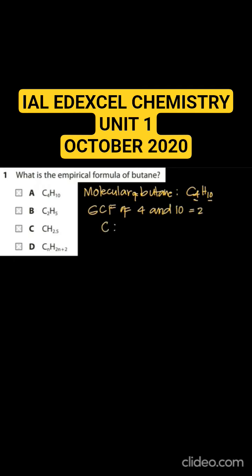So for carbon, we have 4 atoms of carbon there. We divide it by 2. So we get 2 atoms of carbon. And for hydrogen, we have 10 atoms divided by 2. Then we have 5. Therefore, the empirical formula is just C2H5. So the answer here is letter B.